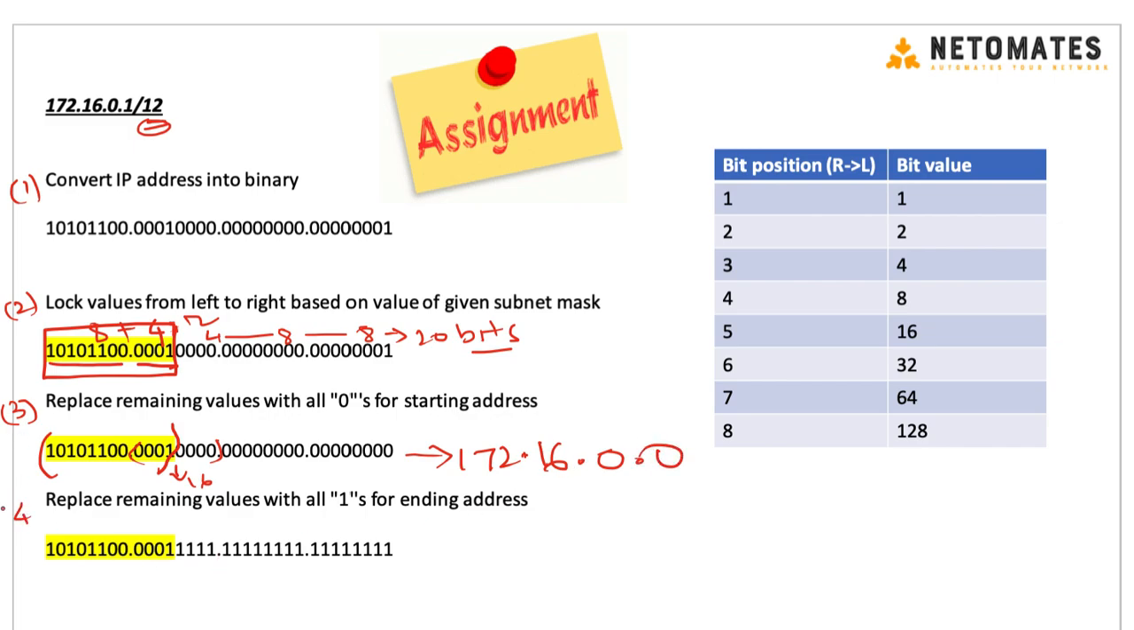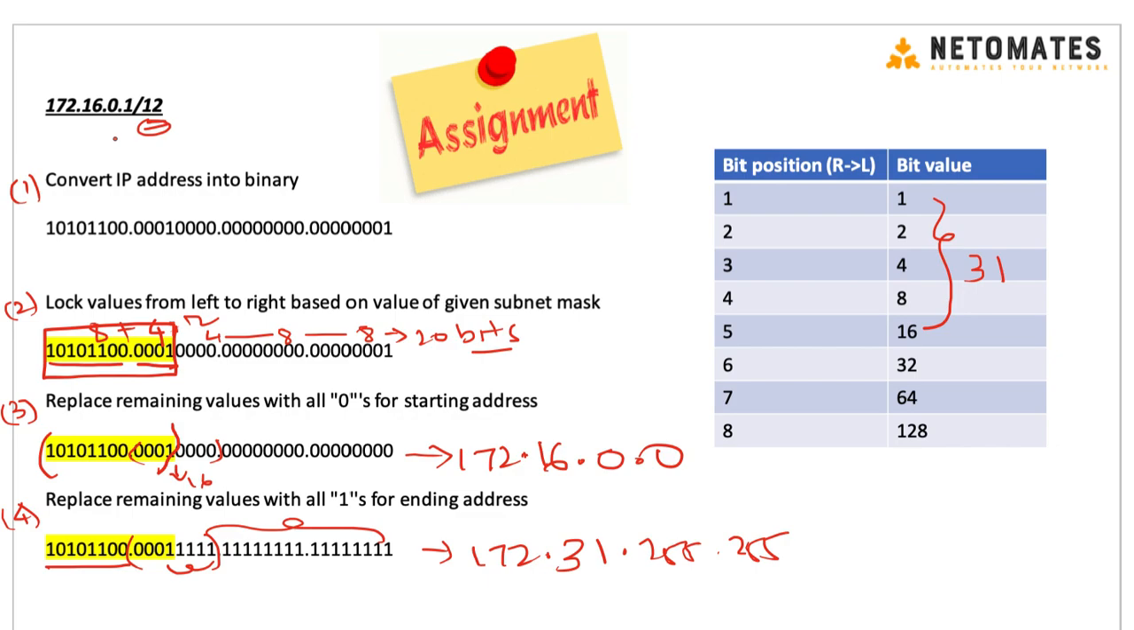Now to get the ending address, you replace the remaining 20 bits with ones. What will be the value? The first octet did not change, so it is 172. But in the second octet, we replaced these 4 bits with ones. What will be the value if you combine all these? 1, 2, 3, 4, 5. We need to include until this part here. So this becomes 8, 4, 12 plus 2, 14 plus 1, 15, 15 plus 16, 31. The value of this binary in decimal is 31. And the rest is 255 and 255.